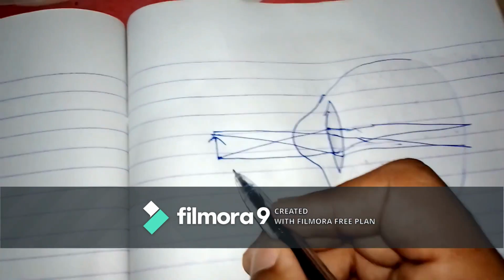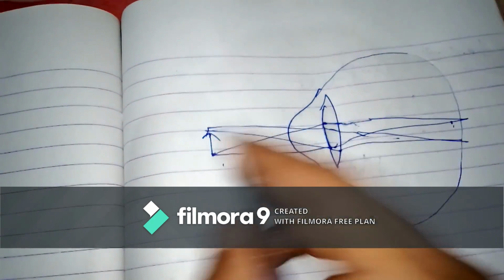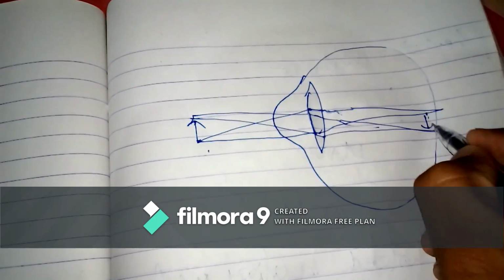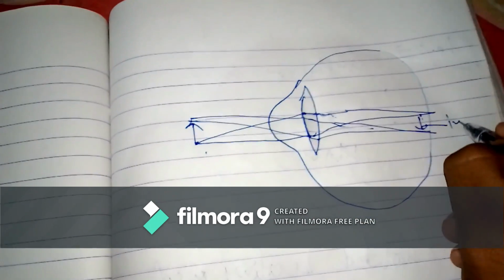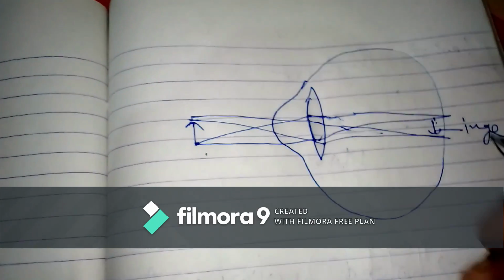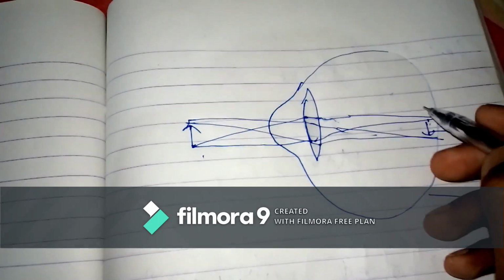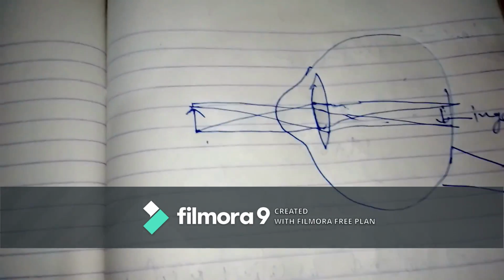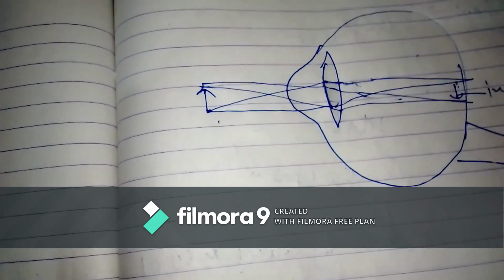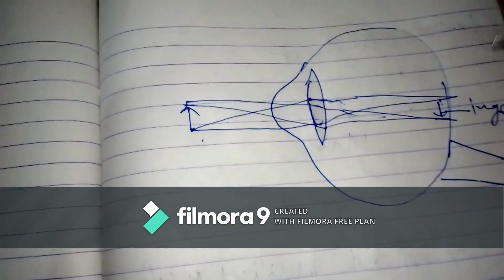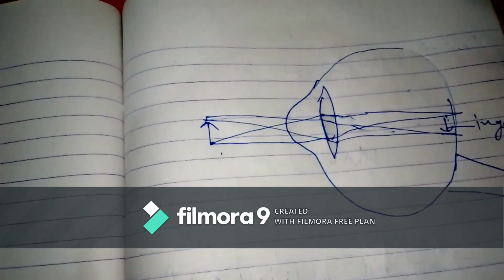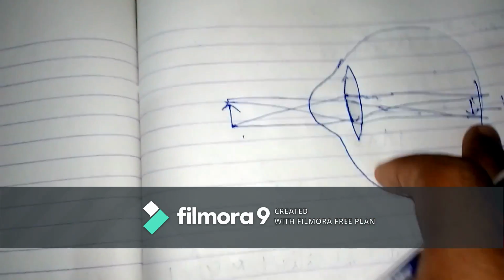So in this way we see that the lower part goes upside and the upper part goes on the lower side. In this way an inverted image is formed. Now this inverted image, the optic nerves carry this information, these impulses, to the brain, and the brain inverts the image which is formed, and then we see the erect image of the object. So that's the figure for the working mechanism.